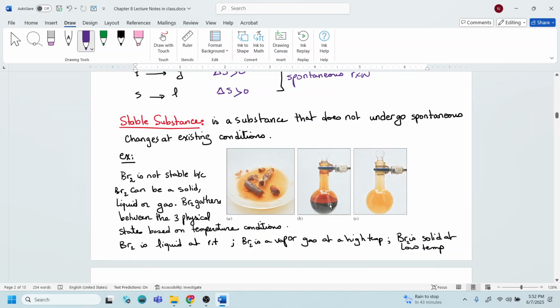Now, once you heat up the bromine, bromine changes to gas. So bromine is a vapor gas at a high temperature, and at low temperature, bromine is a solid. So comparing the 3 physical states, bromine can either be a liquid, a solid, or a gas at different temperatures. This is why I would say that bromine is an unstable, or not stable, substance. Again, a stable substance is a substance that exists at a certain physical state, no matter what the conditions are.